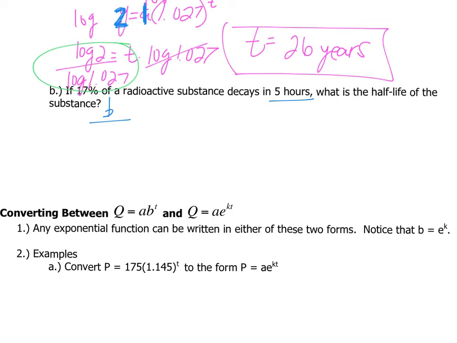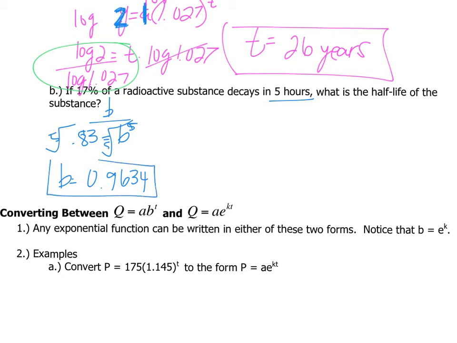So if 17% decayed, that means 83% or 0.83 of that substance is left, is our output. We used that value of B 5 times. So to find that hourly decay rate, we need to take the 5th root of 0.83. That gives you 0.9634. You have to know that value in order to write our exponential equation.